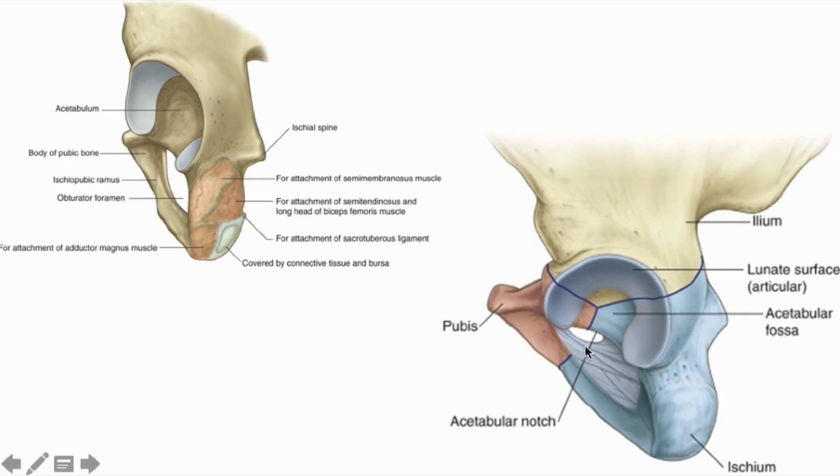And we talk about the acetabulum right here. It's a large cup-shaped acetabulum for articulation of the head of the femur. And this bone is a region where all three, the ilium, the pubis, and the ischium, fuse together.